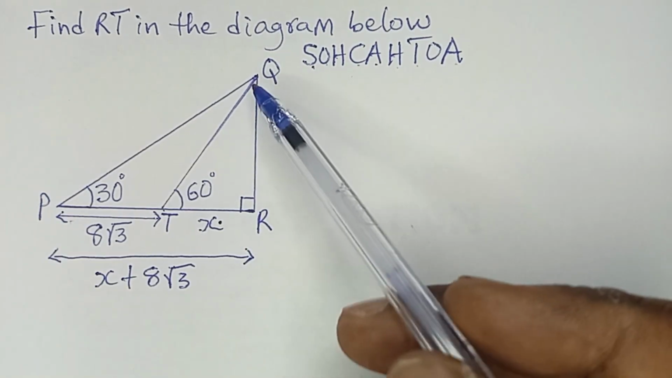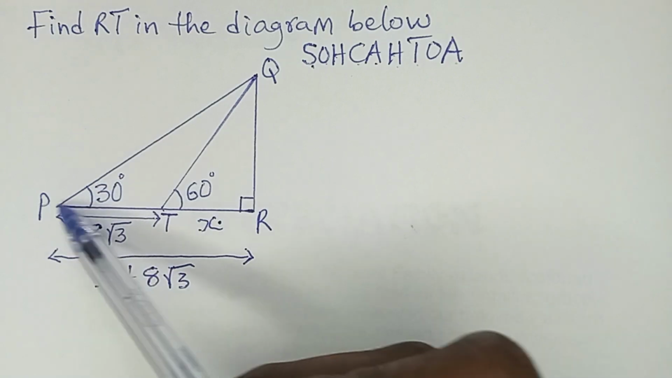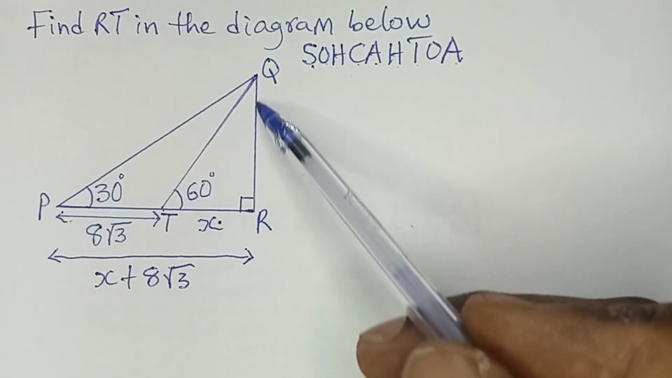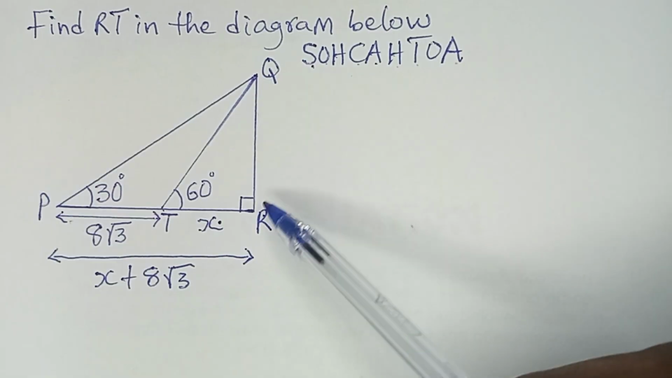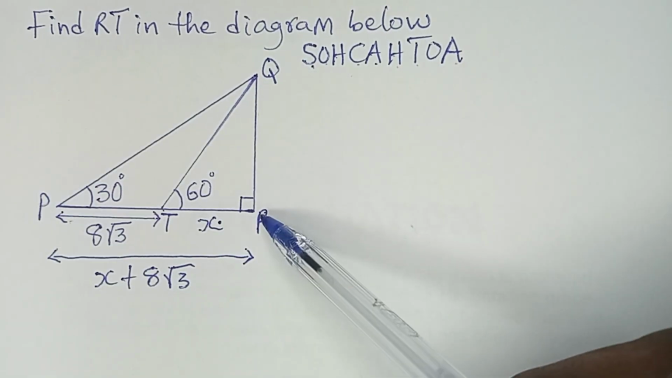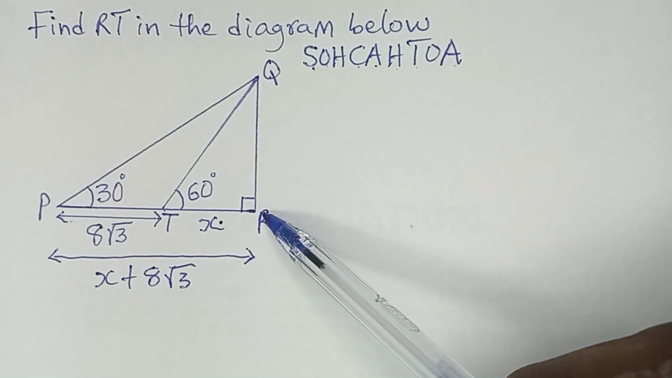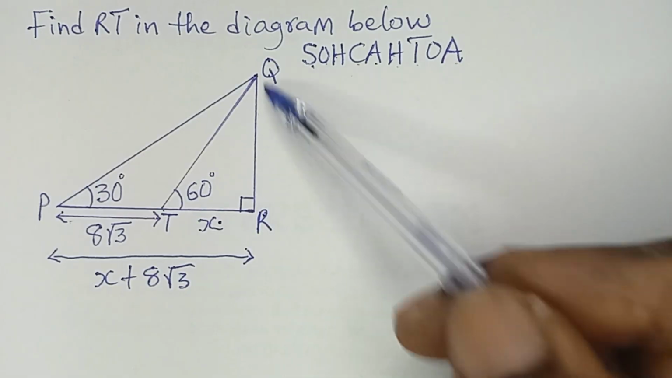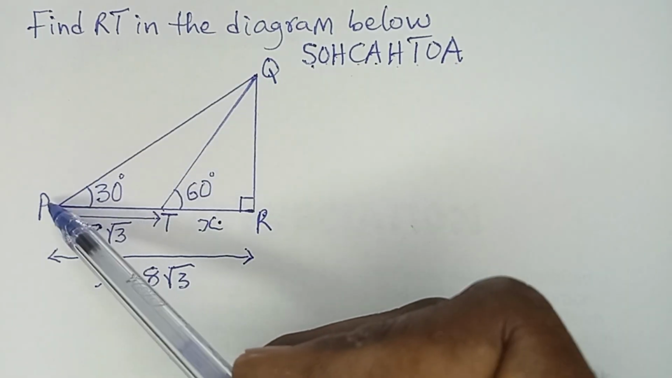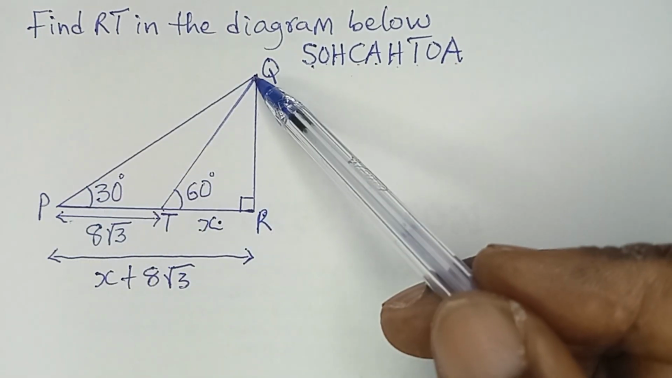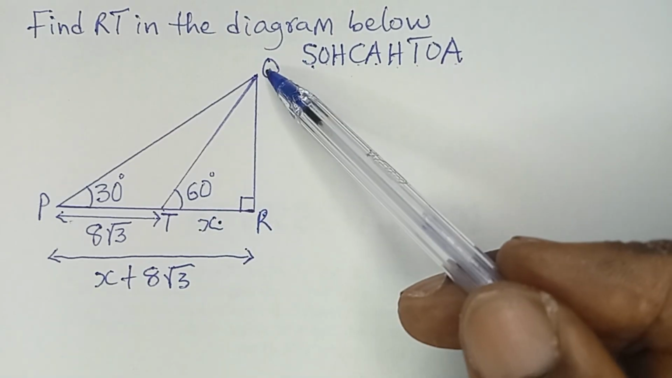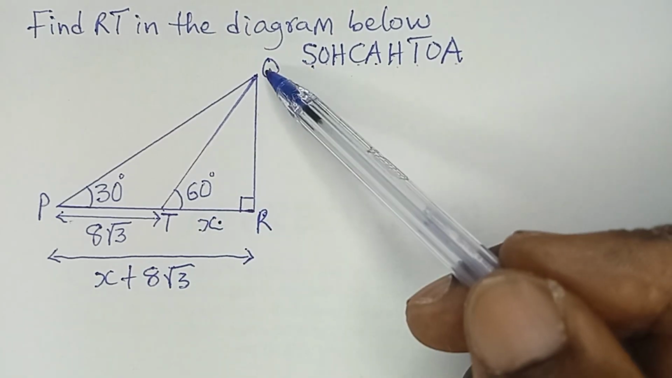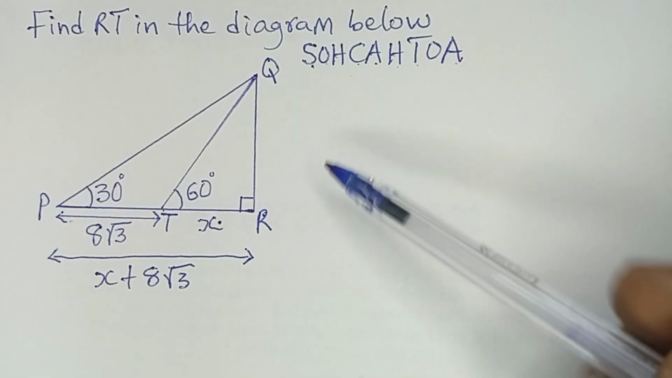Now, looking at this full triangle, let's find the length of this side QR. This side QR is common to the full triangle and it is also common to this smaller triangle. So let's find this common side to the two triangles, QR.